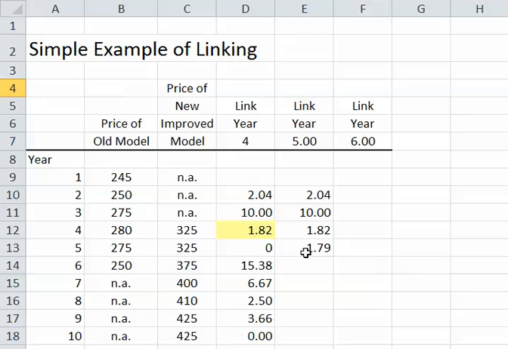And then of course the inflation that occurs after that, that is in this year forward, would be from the new model. So that would be the difference in the price of the new model minus the price of the old model divided by the price of the old model times 100. Okay, and then onward. There you go. So can you see that some of the inflation rates are the same if you use year 4 or year 5, but some are very different.